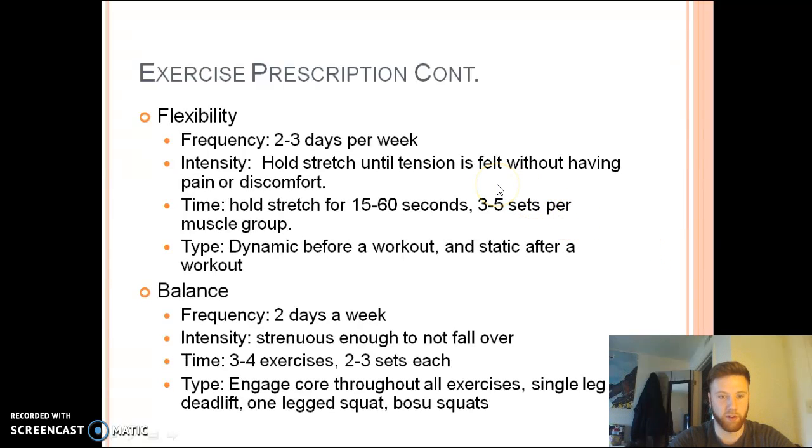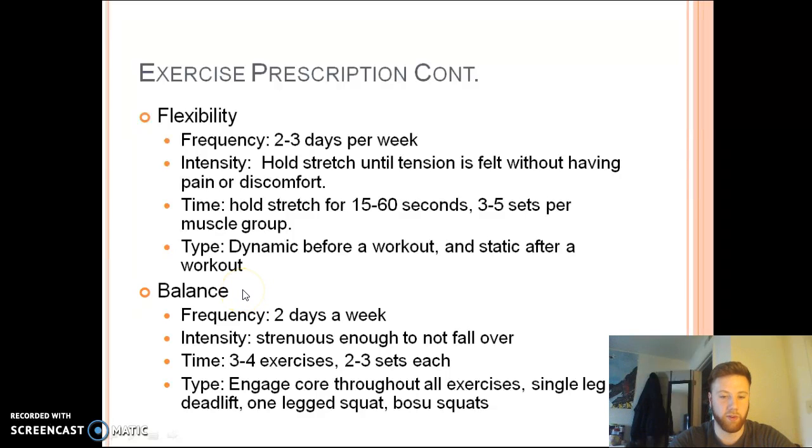So moving on, we're going to do flexibility, frequency 2 to 3 days per week. Hold the stretch until tension is felt without having discomfort, 15 to 60 seconds, 3 to 5 sets. Definitely going to do dynamic before each workout that he's doing, and then we're going to have him do static after a workout.